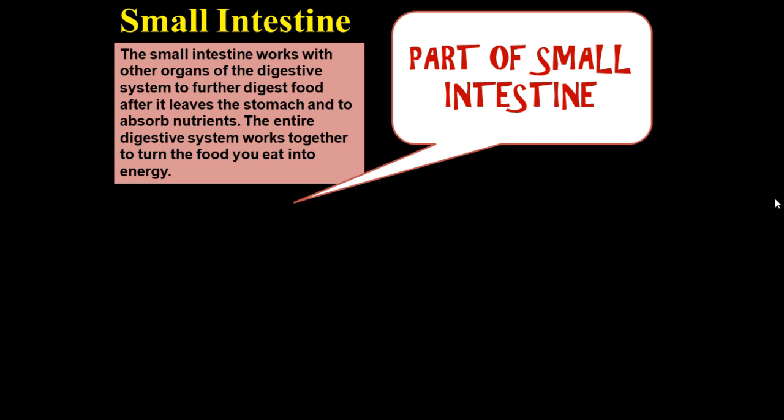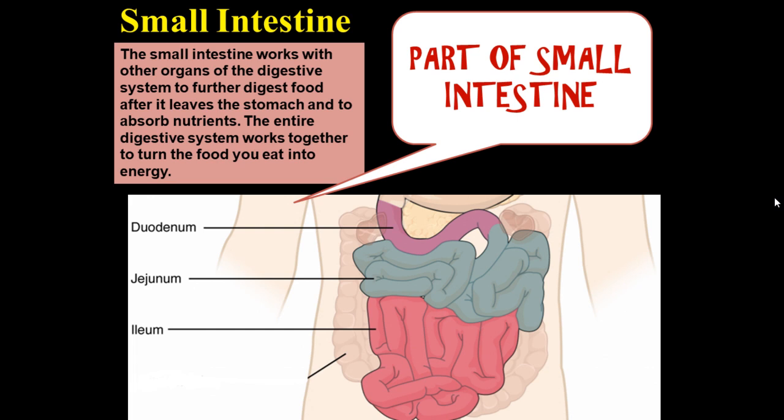Parts of the small intestine. The small intestine can be divided into three parts: duodenum, jejunum, and ileum. The duodenum is the first section of the small intestine and is the shortest part. It is where most chemical digestion using enzymes takes place.